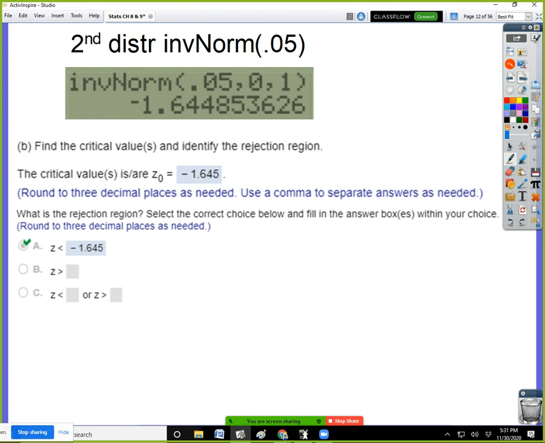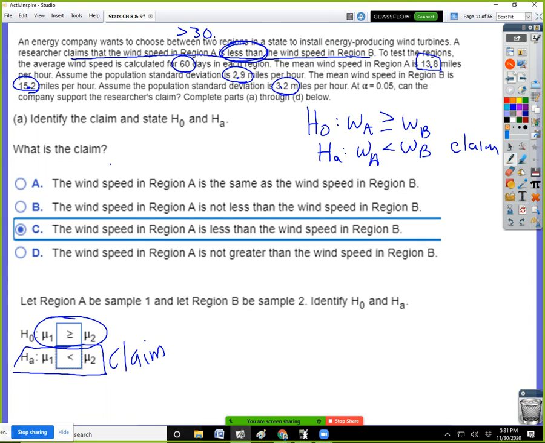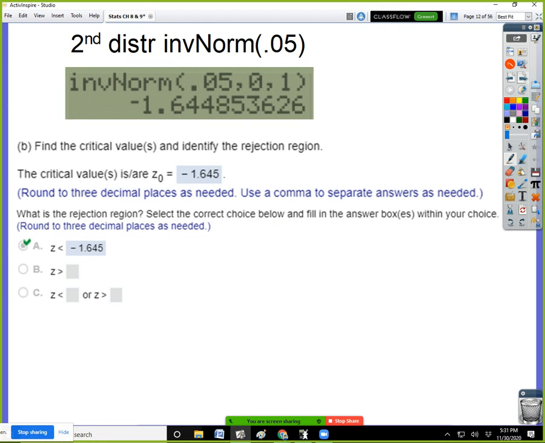So I know that I need 0.05, right? So that means that I need to go C, because I'm doing less than, right? So I'm going to use 0.05. If I was doing greater than, I would use 0.95. Is everybody good on that?